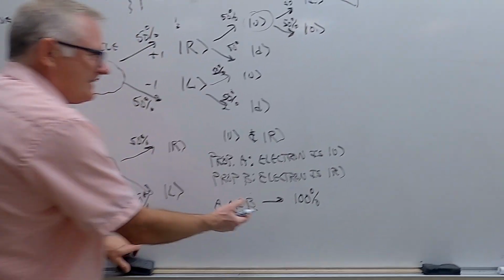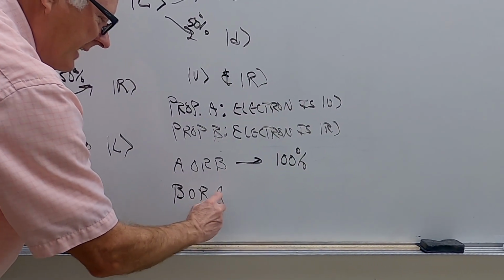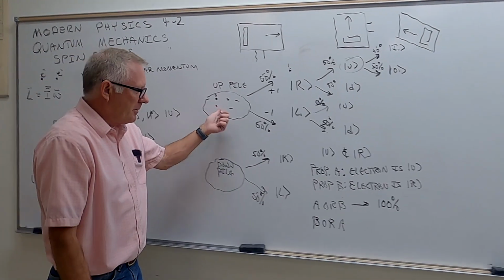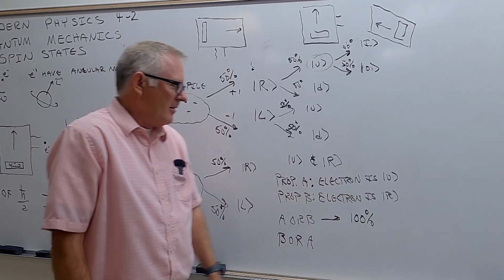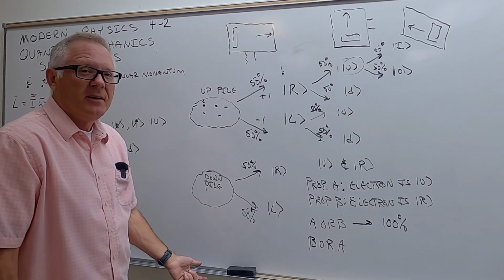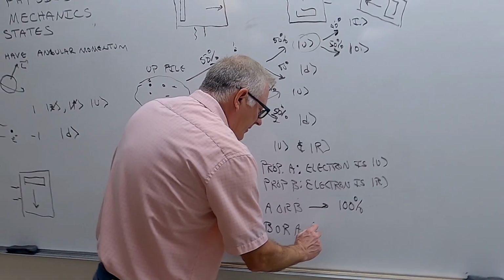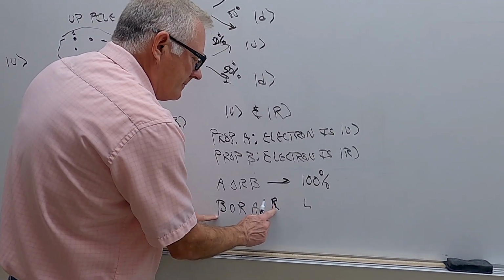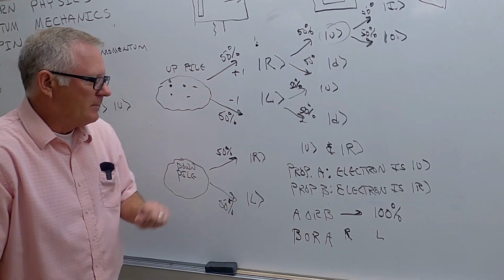But let's say I turn this around, B or A, for the same electron they gave me. Well, if they gave me an up, and I ask, is it right? I only have a 50-50 shot. I could get a right, or it could be a left. Now, it could be a right or a left, the very first measurement I made.